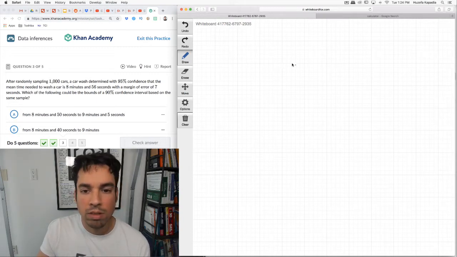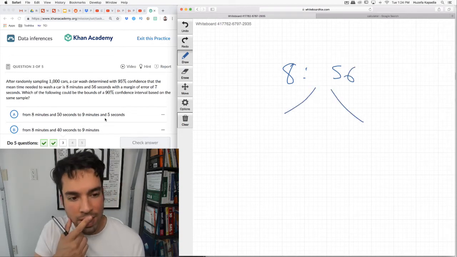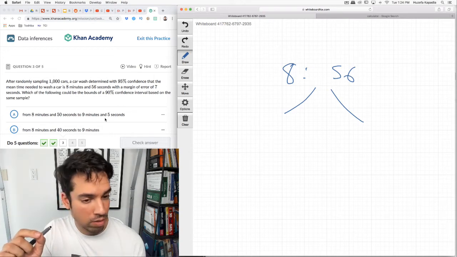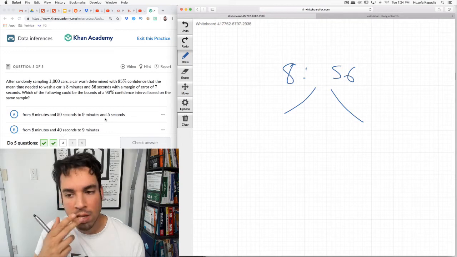is 8 minutes and 56 seconds, with a margin of error of 7 seconds, which could be the bounds of a 90% confidence interval based on the same sample.